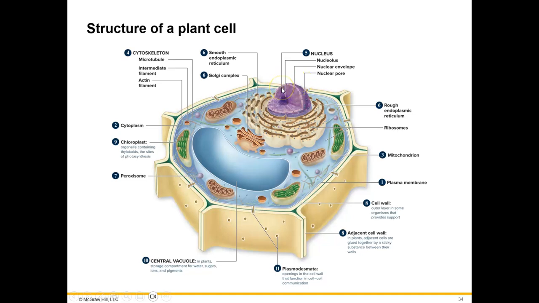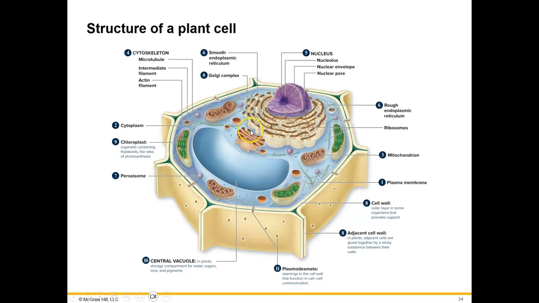Number 5, we have our nucleus. It's got the nucleolus inside it to make ribosomes. We've got our nuclear envelope surrounding the nucleus, a nuclear pore for things to come out or go into the nucleus. Once again, we have our rough endoplasmic reticulum and our smooth endoplasmic reticulum. And then we have our Golgi complex. Sorry, I may have forgotten to point this one out on the previous slide, but it's the same for both of these, plant and animal cells.